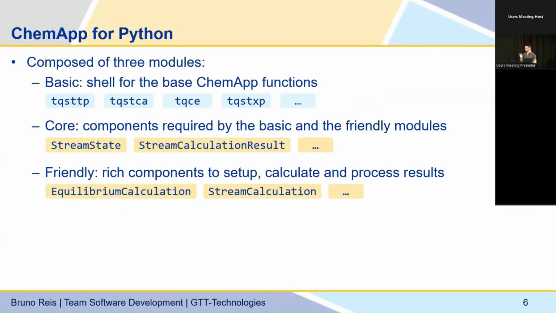And one thing that is quite nice about the equilibrium calculation class is that from the results of any equilibrium calculation, you can also create on the fly a new stream. And that already provides a plethora of options to define initial conditions for streams.